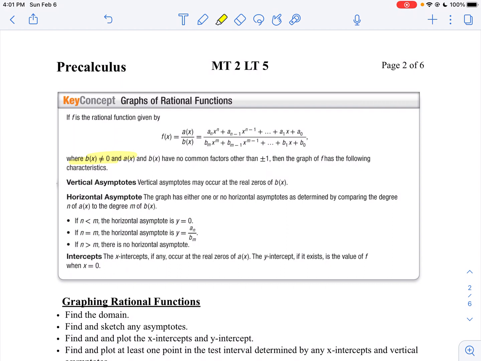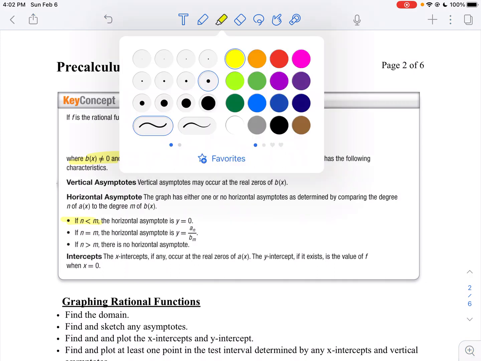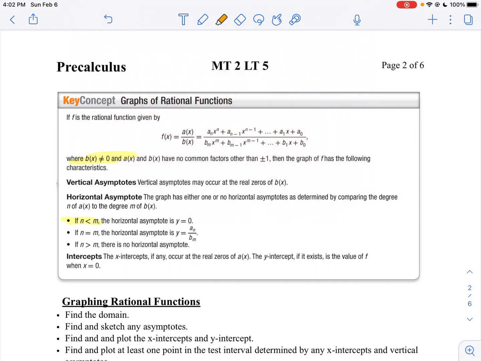Now, you're going to have a horizontal asymptote if the degree of the numerator is less than the degree of the denominator. You're going to have a horizontal asymptote going through 0. Why is that? Because really, I am taking something divided by a really, really big number, and that gives us 0. It goes towards 0 because 1 divided by a really, really big number is 0.